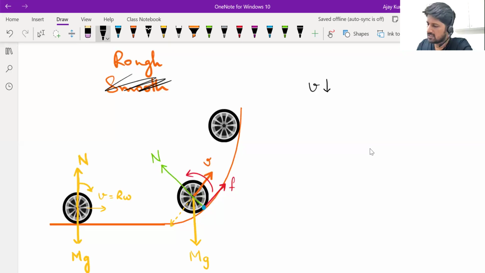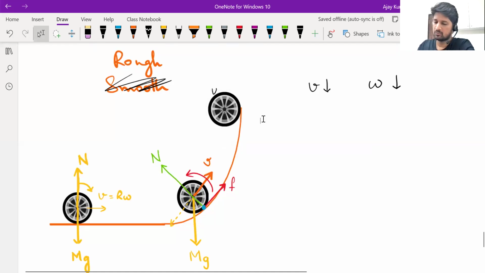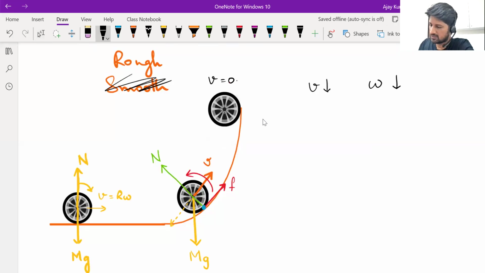So v decreases, omega decreases, and gradually both of them become zero at one point. But that point where both of them become zero will be higher in this case. Why will it be higher? Because friction helped it move forward. So in this case, on a rough surface, final v will be zero, final omega also will be zero. Pure rolling condition, v should be equal to r omega, so if v is zero, omega should be zero. Now, how do we say it goes higher? As I said, friction is helping it in climbing up.